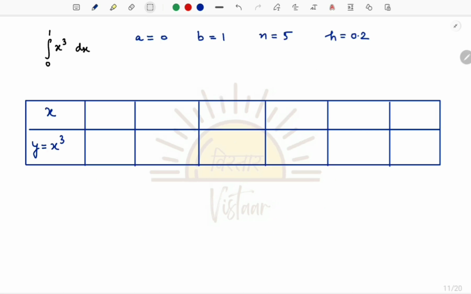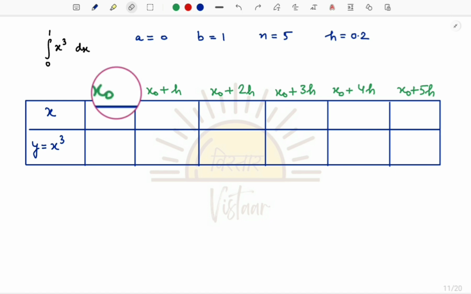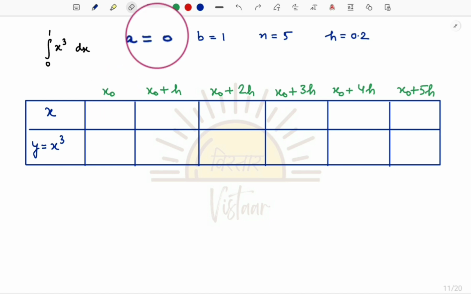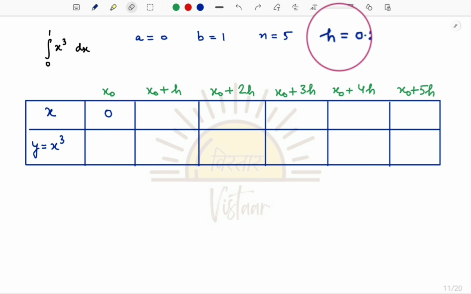Let's now make a table for x and y. As we have taken the equidistant points x0 plus h, x0 plus 2h up to x0 plus 5h. So now we will populate the values of x in this table. As x0 or the starting point is a, so the value of x0 will be 0. Next we have to find x0 plus h. x0 is 0 and h is 0.2. So x0 plus h will be 0.2.